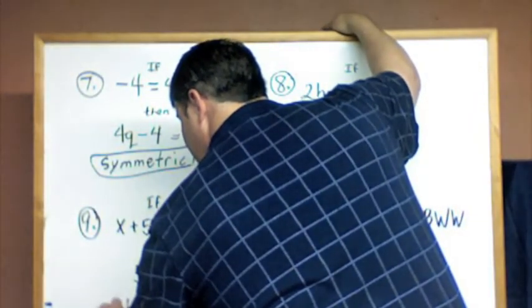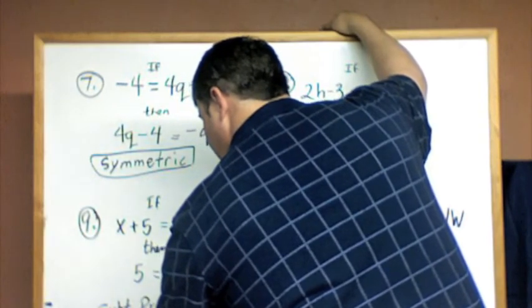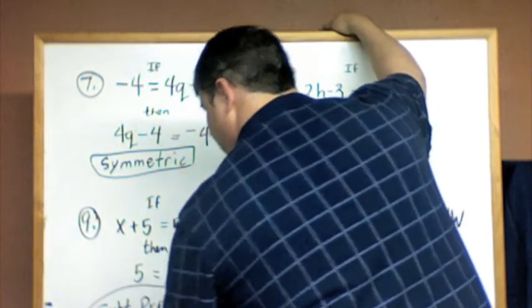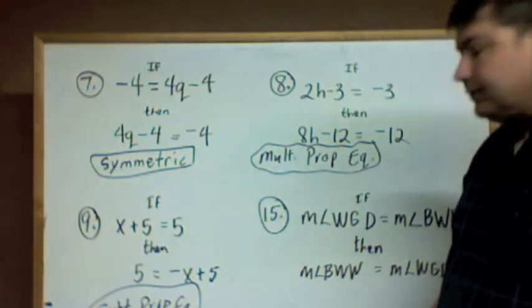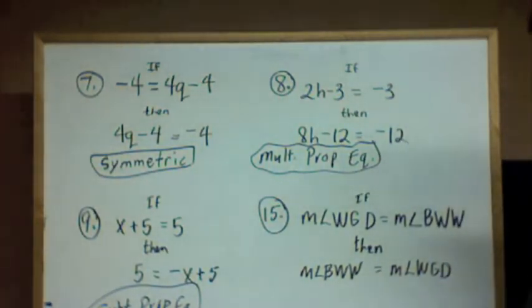Subtraction property of equality. I'm going to abbreviate again. All right. Hope I don't run out of room on the bottom here.